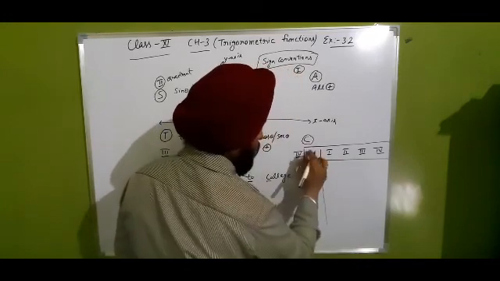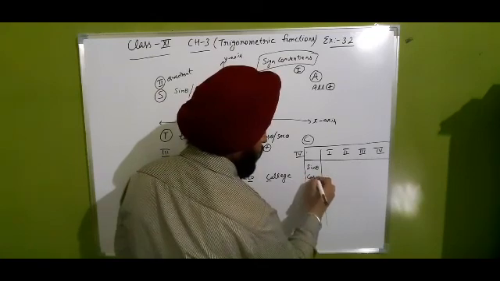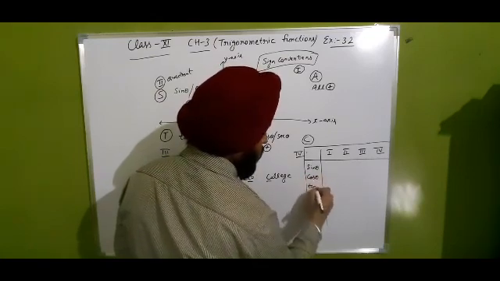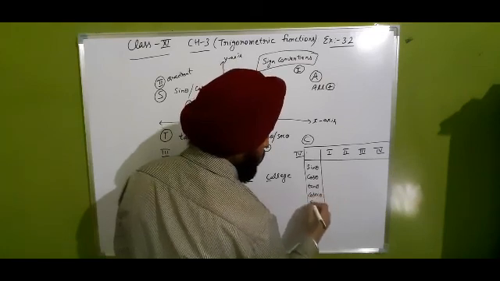Here the trigonometric ratios: sin theta, cos theta, tan theta, cosecant, secant, and cot.